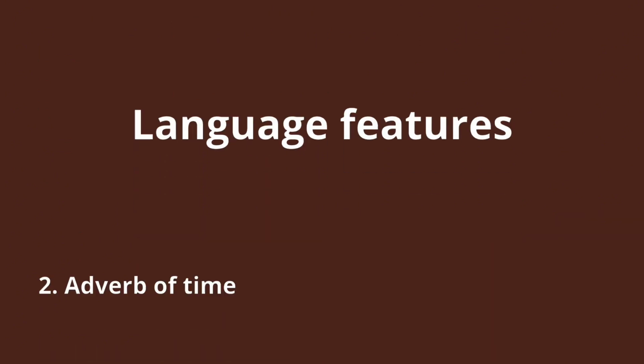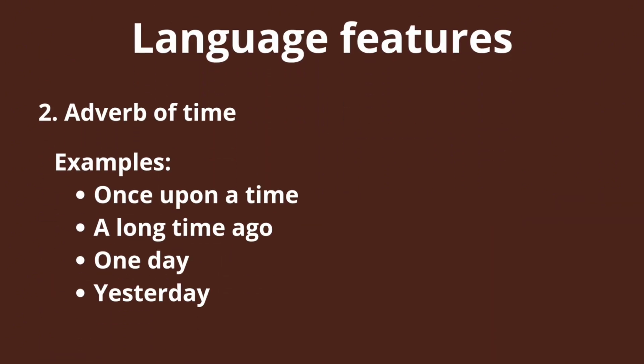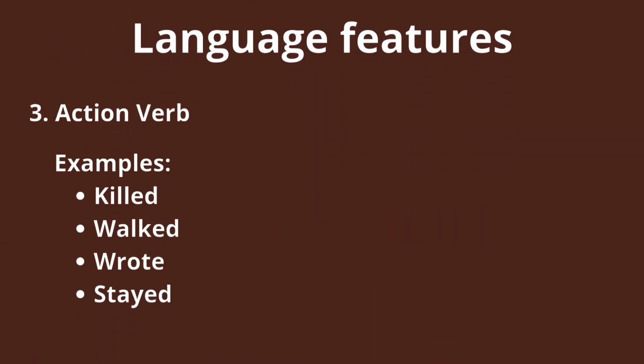The next language feature is the adverb of time. This is to show the time of an event with words such as once upon a time, a long time ago, one day, yesterday, etc. The third one is action verbs. We know it as verbs that show action, such as killed, walked, wrote, stayed, etc.